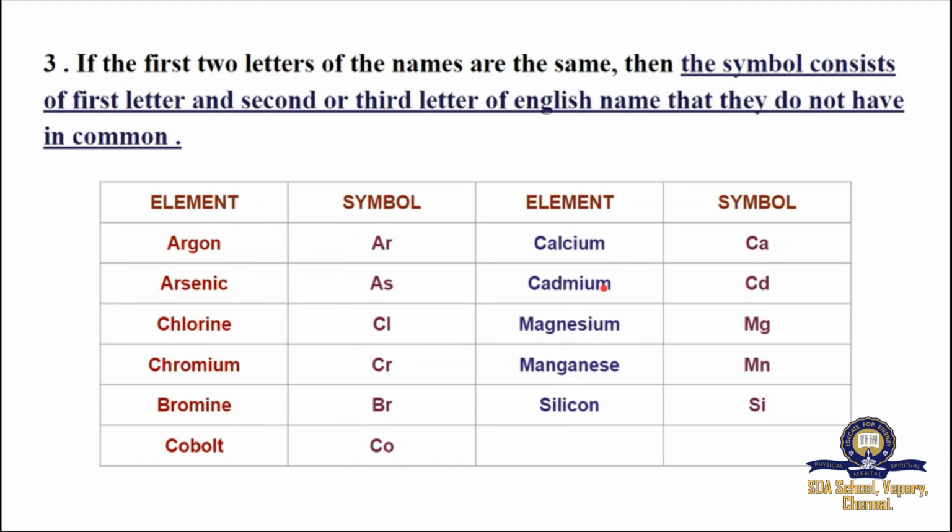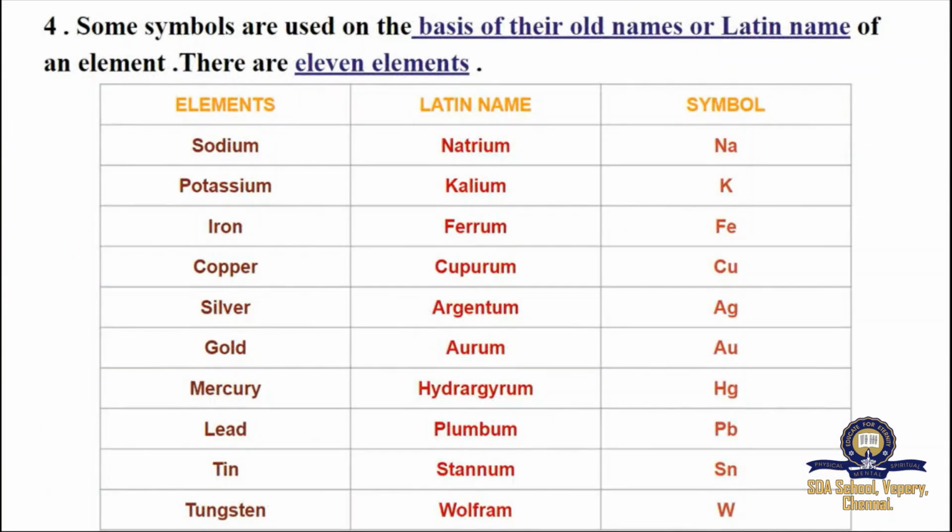Next, we will see the fourth type. Some symbols are used on the basis of their old names or later names of an element. Here there are 11 elements. What are they? For the element sodium, the Latin name is natrium and the symbol is Na. For potassium, the Latin name is kalium and the symbol is K.